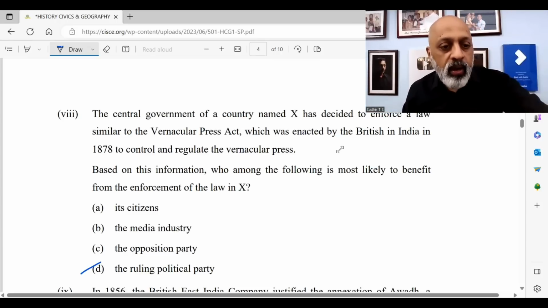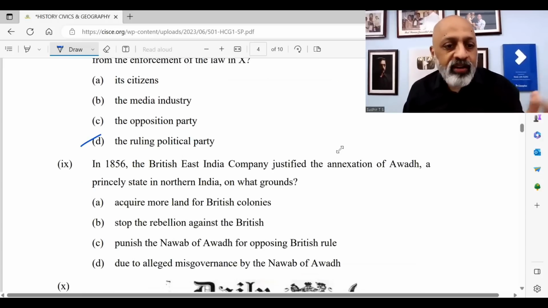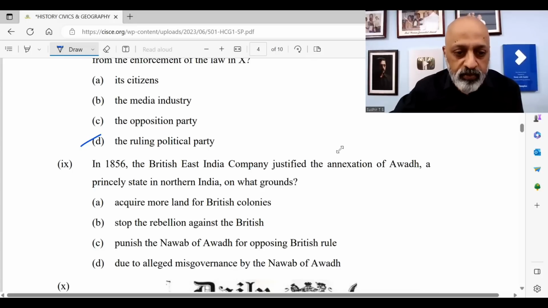Okay? Dimag lagana padega. In 1856, the British East India Company justified the annexation of Awadh, the princely state in northern India, on what grounds? This is pretty simple, alleged misgovernance.